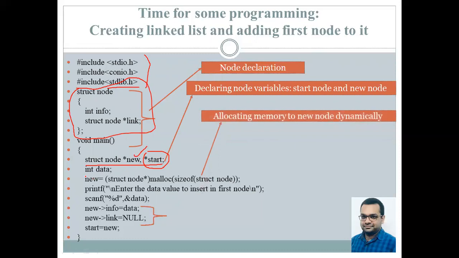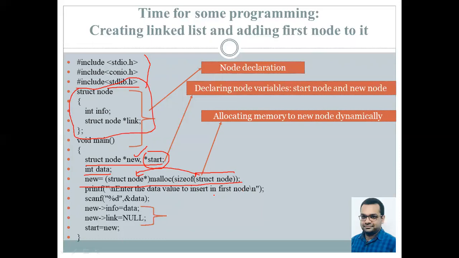Now we have declared the variables, and now the step comes where we want to add a node to the linked list. So this is done using dynamic memory allocation. The syntax goes: new equals (struct node *) malloc(sizeof(struct node)). The malloc function allocates memory dynamically of the size of a struct node over here and converts it to the type struct node *.